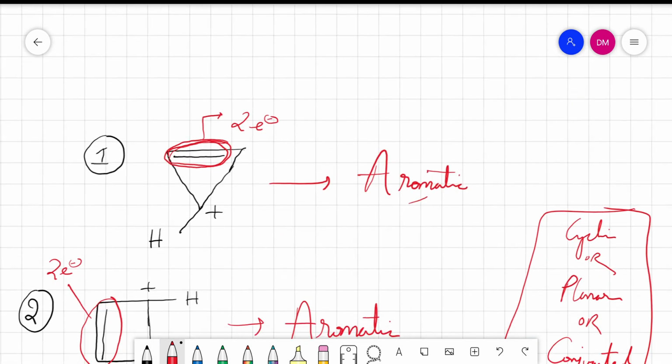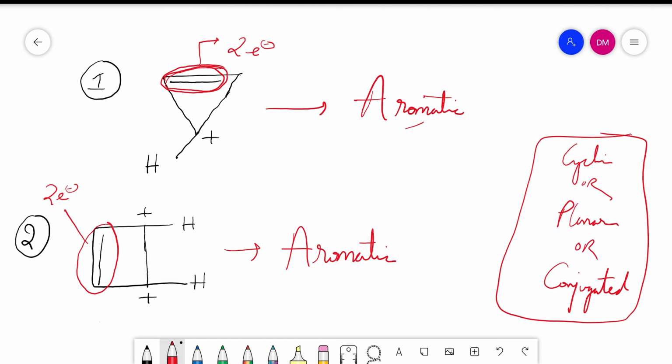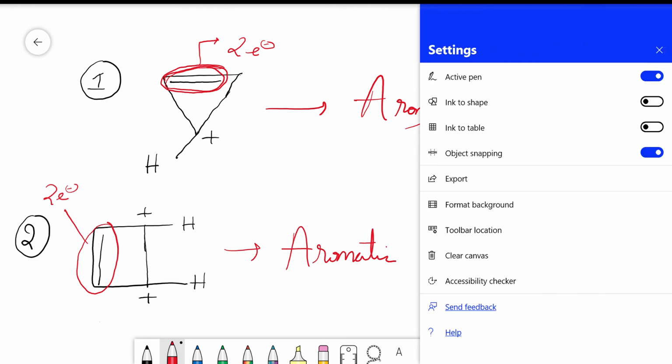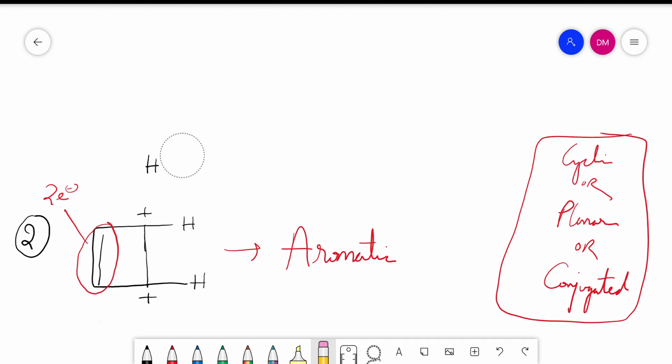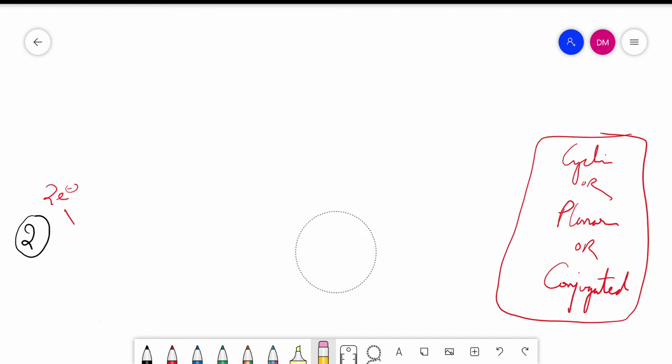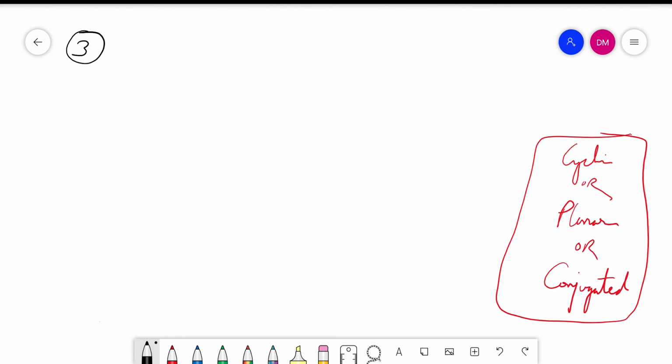Okay, how to erase this? Insert, undo, redo. Okay, let me erase this and do. So here we will do question number 3. Question number 3 is similar to the first one, but with little changes.